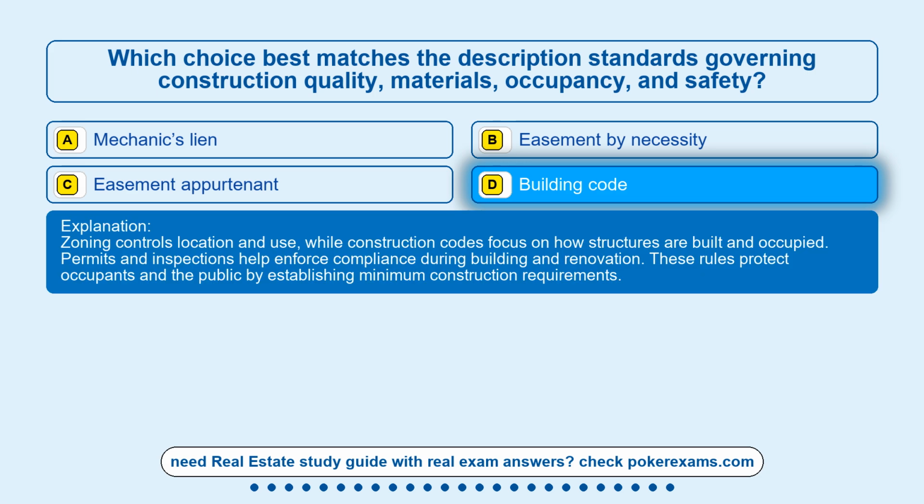Zoning controls location and use, while construction codes focus on how structures are built and occupied. Permits and inspections help enforce compliance during building and renovation. These rules protect occupants and the public by establishing minimum construction requirements.